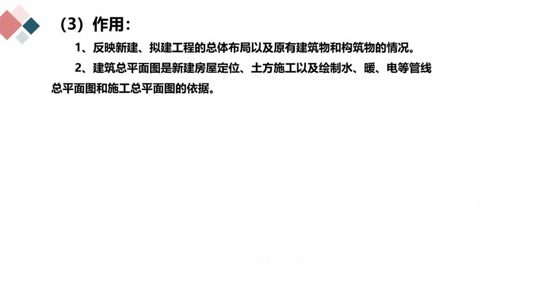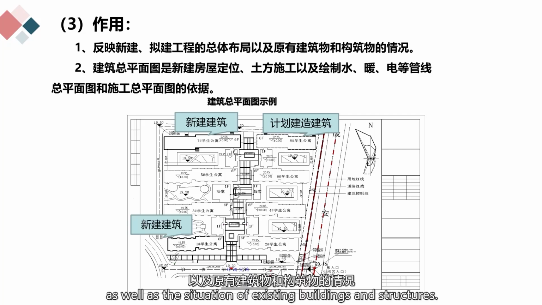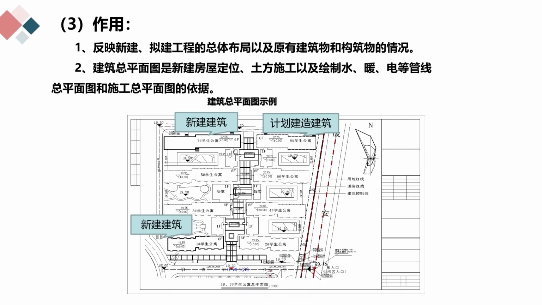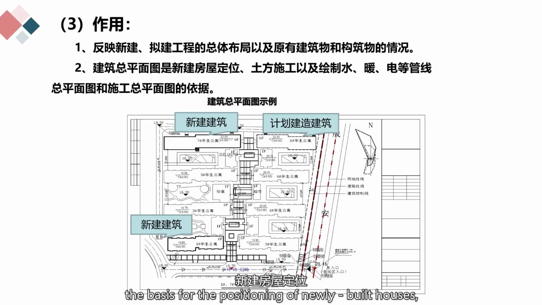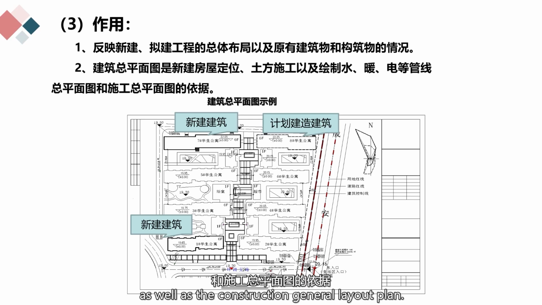Let's learn about the role of the Building General Layout Plan again. First, it reflects the overall layout of newly built and proposed projects, as well as the situation of existing buildings and structures. Second, the Building General Layout Plan is the basis for the positioning of newly built houses, earthwork, construction, and the drawing of general layout plans for water, heating, electricity, etc., as well as the construction general layout plan.